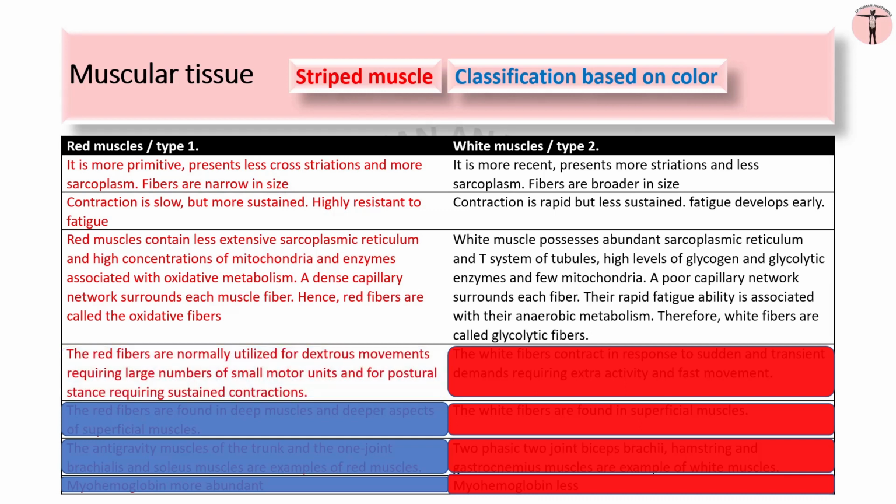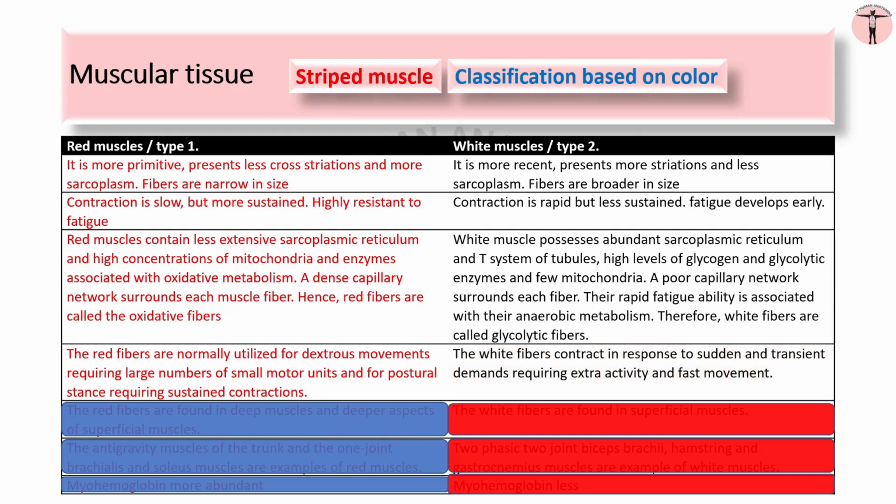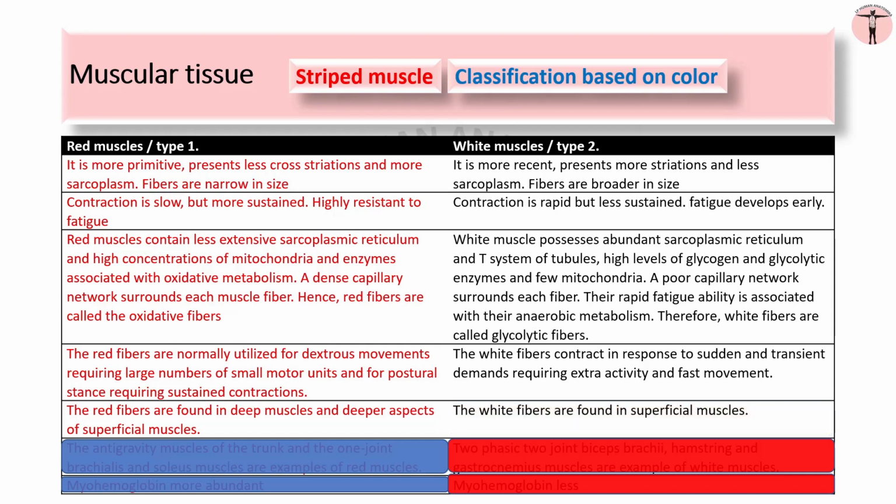The red fibers are normally utilized for dexterous movements requiring large numbers of small motor units and for postural stance requiring sustained contractions. The white fibers contract in response to sudden and transient demands requiring extra activity and fast movement. The red fibers are found in deep muscles and deeper parts of superficial muscles. The white fibers are found in superficial muscles.